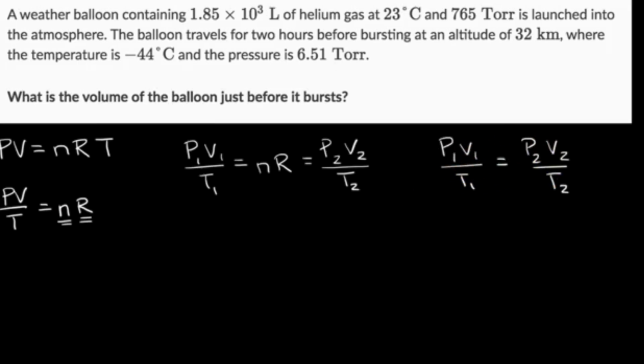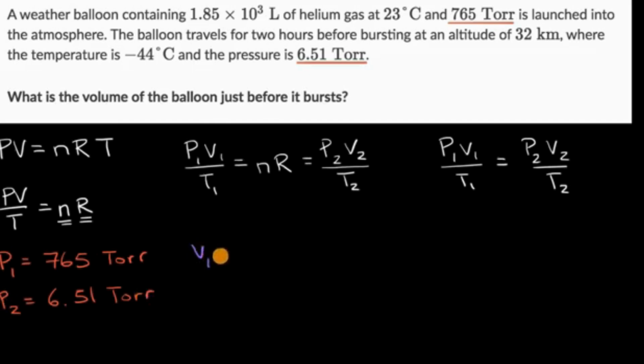Well, let's first think about P1. So pressure at time 1 is what? It's 765 torr. And what's P2? That's the pressure just before it burst, and they tell us it's 6.51 torr, much lower pressure, which makes intuitive sense. We're at a higher altitude. Now, what is V1? Well, they tell us that right over there. That is 1.85 times 10 to the third liters. Now, what is V2? Well, that's what they want us to figure out. What is the volume of the balloon just before it bursts? So I'll put a little question mark there.